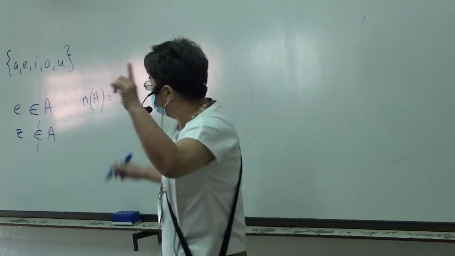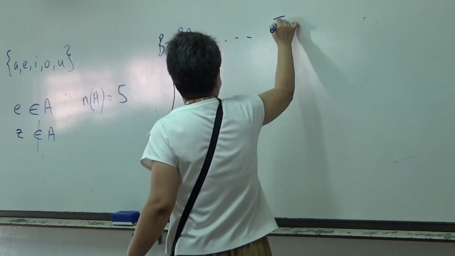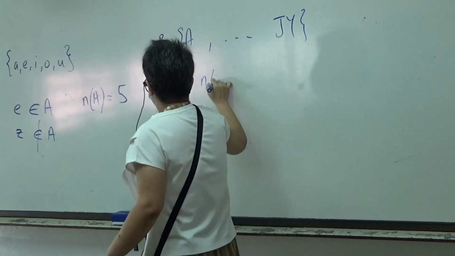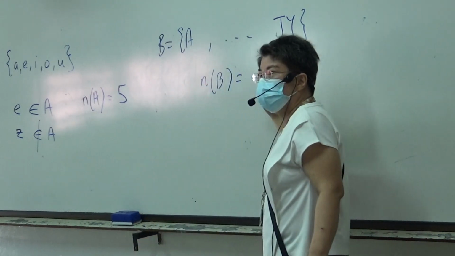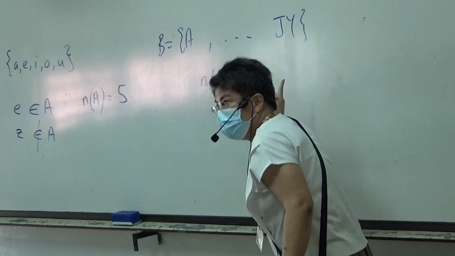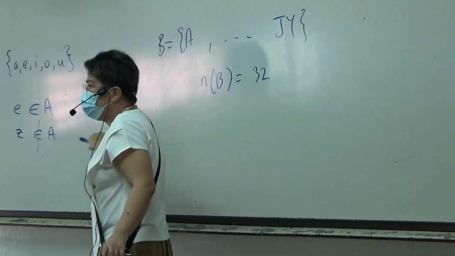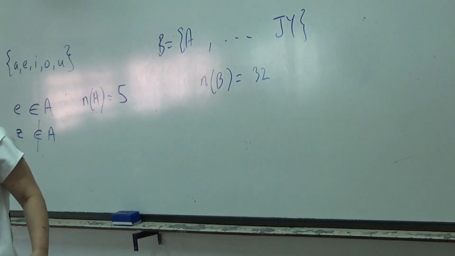Yes or no? Now then I'll ask you. Just now I said 32, right? What is the number of elements in B? It will be 32, right? Because there will be 32 elements. You understand what I'm talking about? Yes or no? The number of elements is how many elements are there in that particular set.